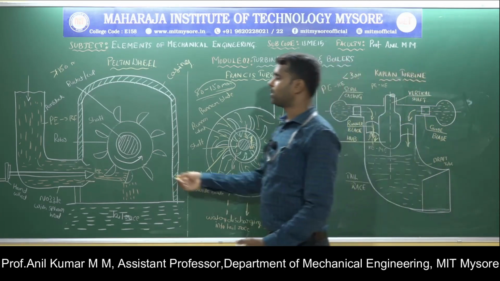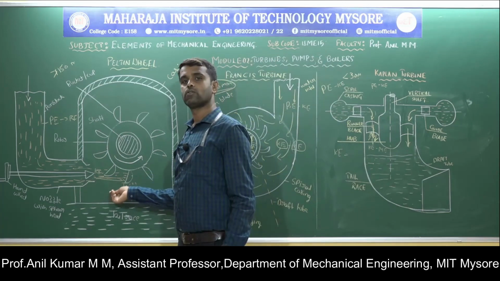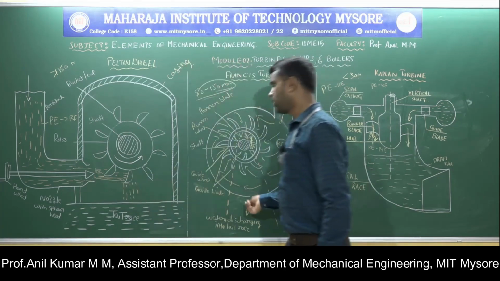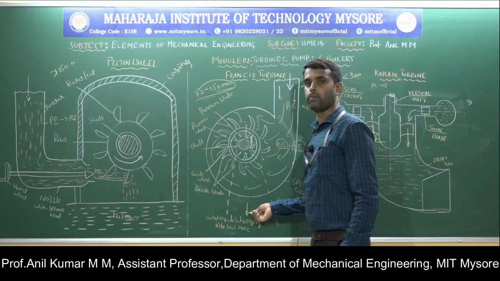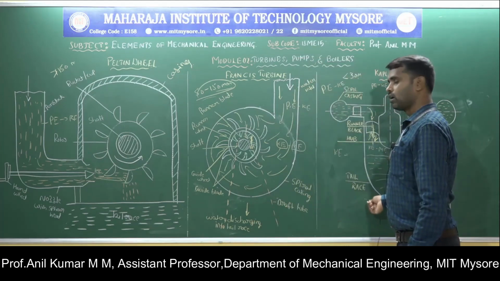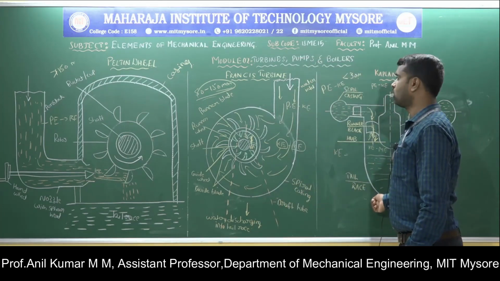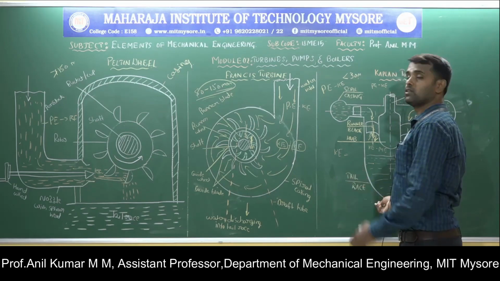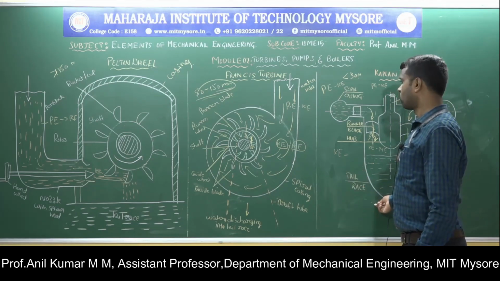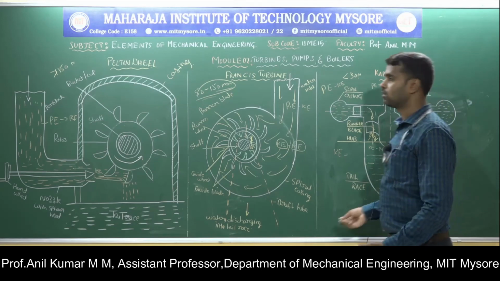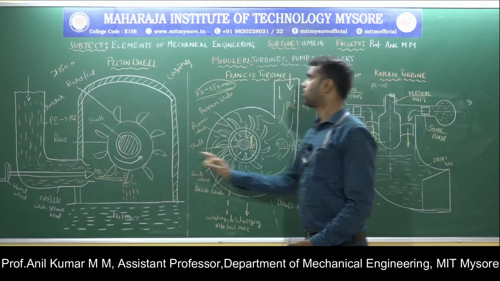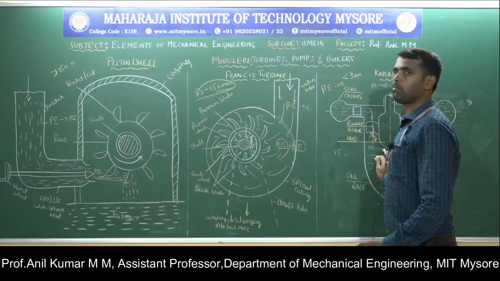Okay, and the Pelton wheel requires a small quantity of water to run the turbine. The Francis turbine uses a medium quantity of water, and here a less quantity of water is used to run the turbine, but the Kaplan turbine requires a large quantity of water to run the turbine. Okay, these are the main differences between the Pelton wheel, Francis, and the Kaplan turbine.